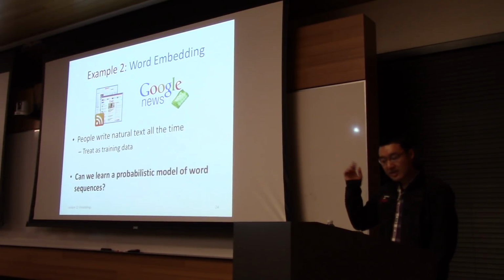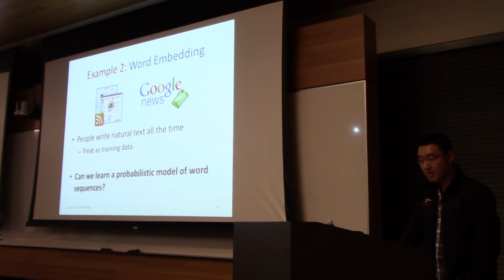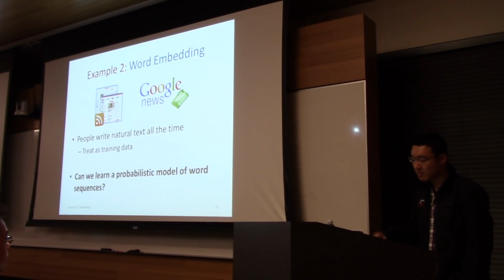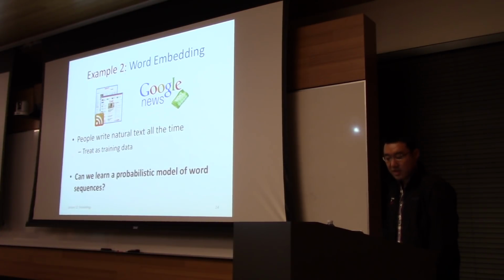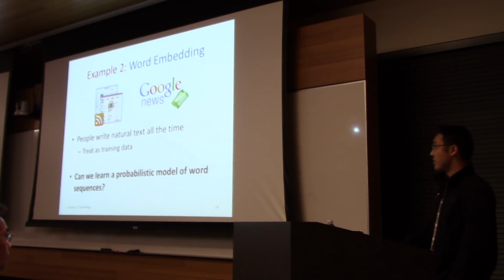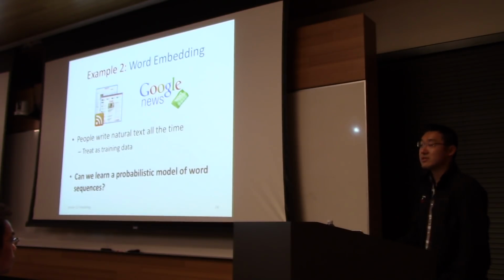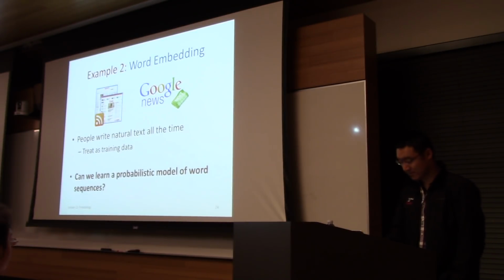The second example will be a word embedding. So people write natural text all the time, right? For example, news, blogs, etc. And can we learn a representation of words, an embedding over words, such that we can encode a good probabilistic model of these word sequences, also known as sentences.